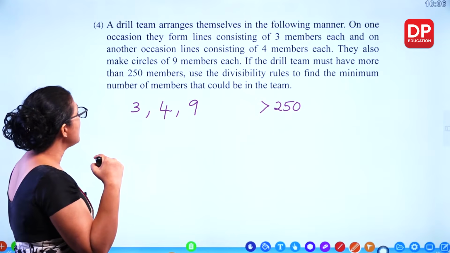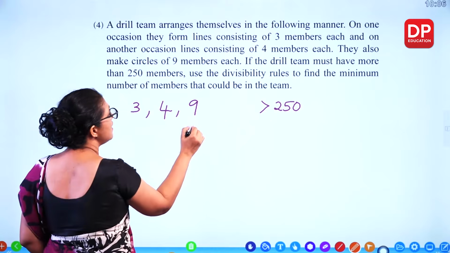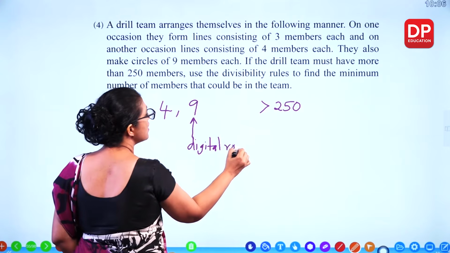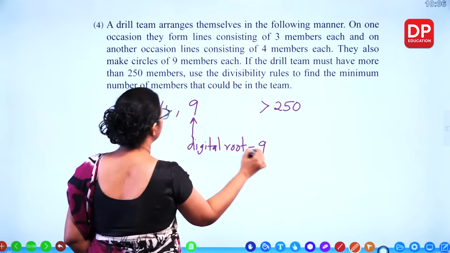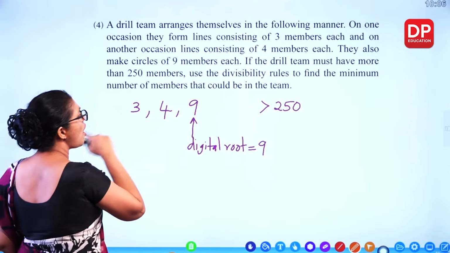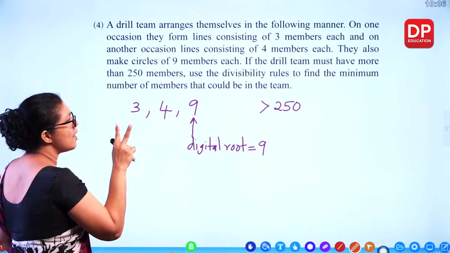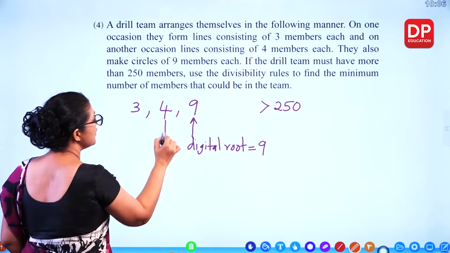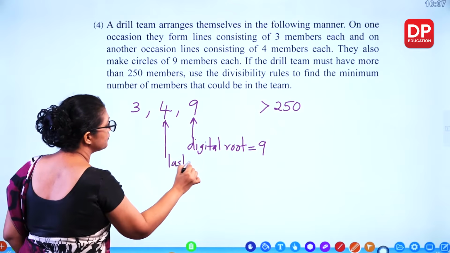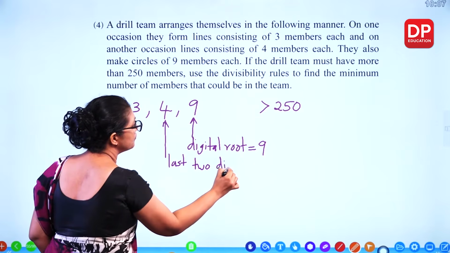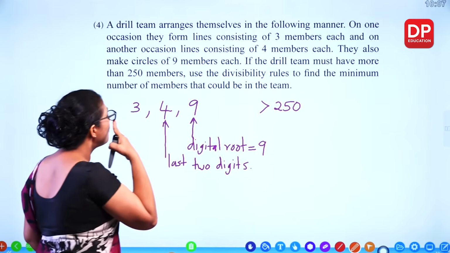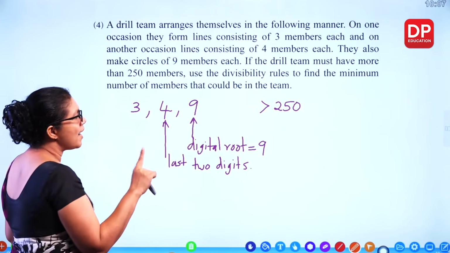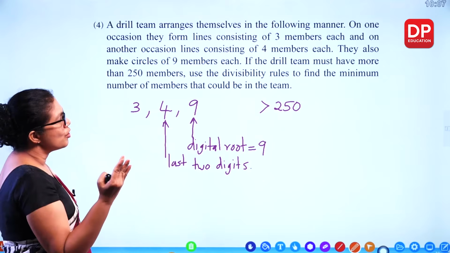So how do we identify without a remainder? Here the digital root should be 9. How do you get divisibility by 4? The last 2 digits should be divisible by 4. So we check the last 2 digits. Now we'll take more than 250, so 2, 5 is there. We'll check up to 259.